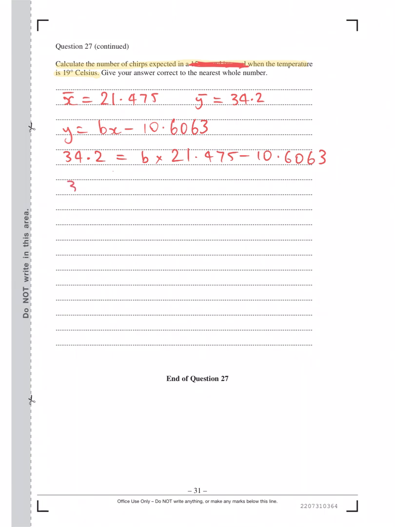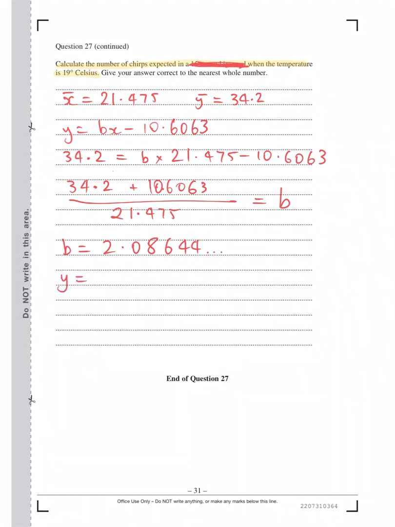Going to take 34.2 plus 10.6063, and I'm going to divide that by 21.475, and that's going to be my value for b, which comes out to be about 2.08644. We'll keep that exact answer in our calculator screen to substitute back in.